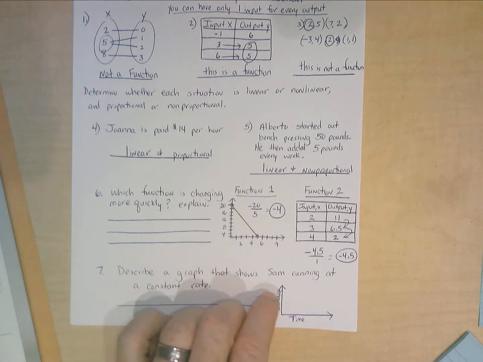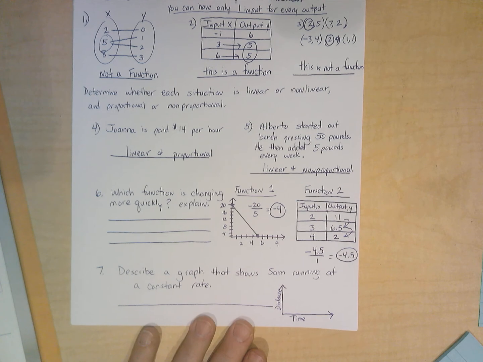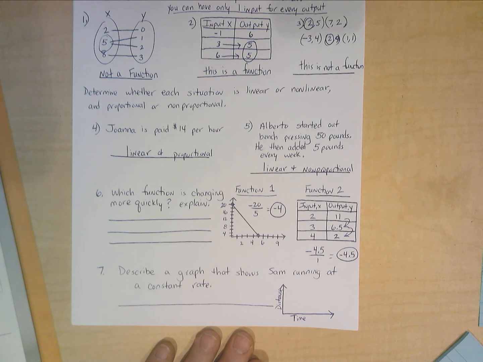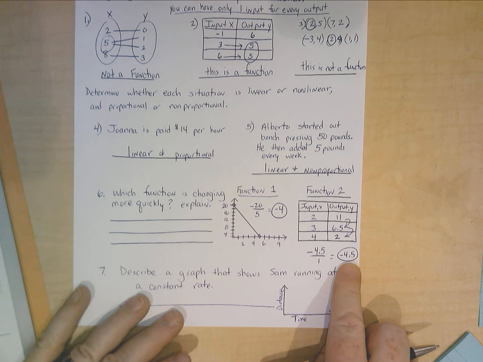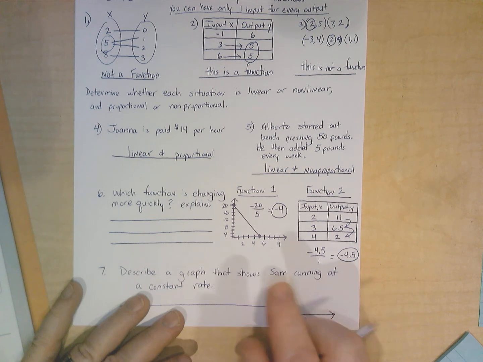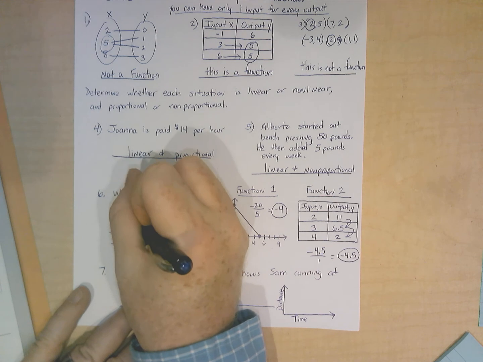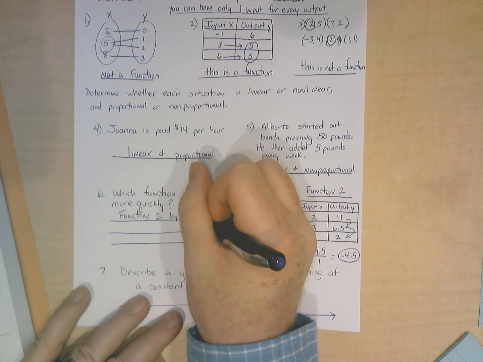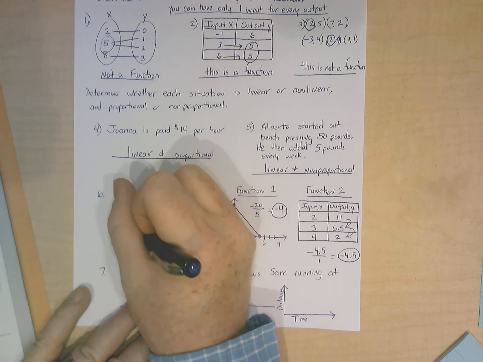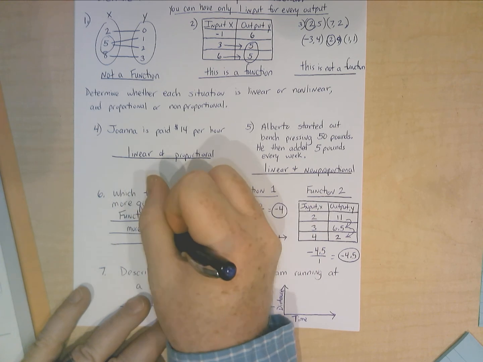So the question here is, which one's dropping more steeply? 4 or 4.5? It should be 4.5 because it's 0.5 more. So function 2 is steeper by 0.5 more than function 1.